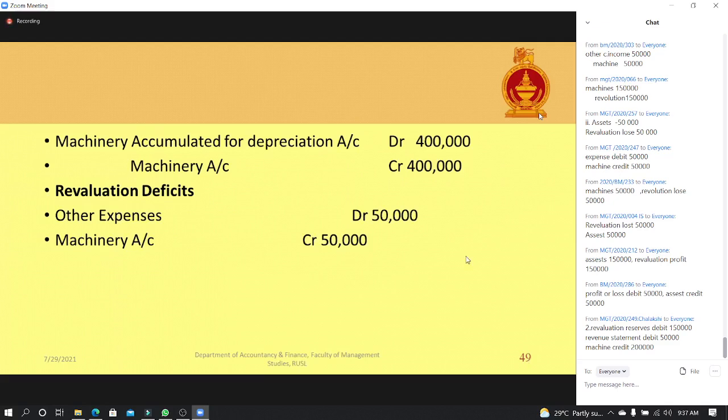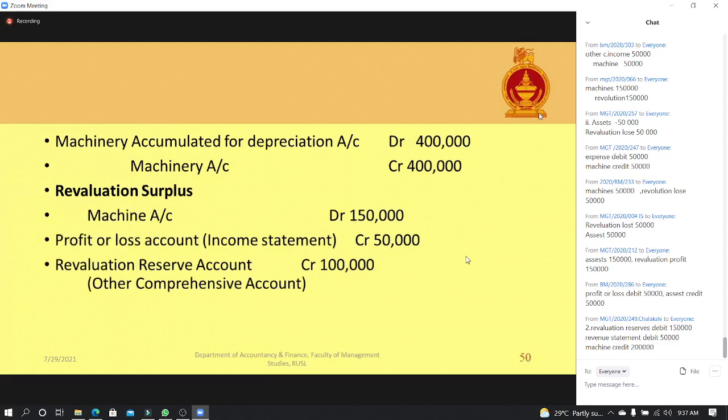In the third one, you have to debit 150,000 for machinery, 50,000 for income statement, then 100,000 credit for comprehensive revaluation reserve account. So you see at the examination, remember well, you have to write correct wording and correct amount as well.